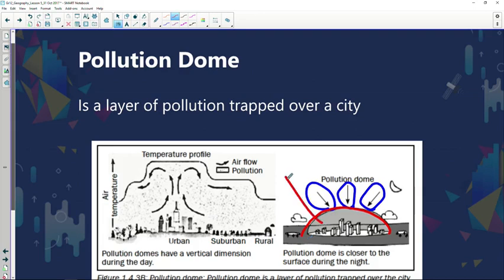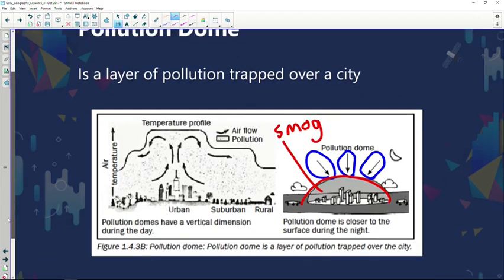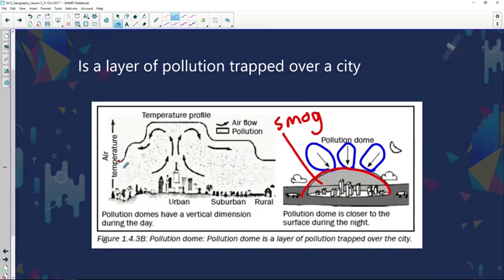Now, this pollution also, like we discussed, can create fog. It's a mixture of fog and pollution. As you can see, there's your pollution dome. Now the air rises, but because it can't escape because of the inversion, a circulation of air takes place, being trapped all over the city areas.